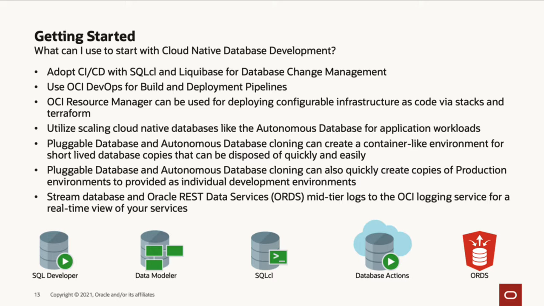And then utilize that multitenant option. So use the cloning features of pluggable databases and the autonomous database to create these container-like environments for your developers so they can work in individual environments and then get rid of them quickly once that code is done and pushed into the repository. Or have your error checking or test development environments be copies of production, so these environments more closely resemble production.